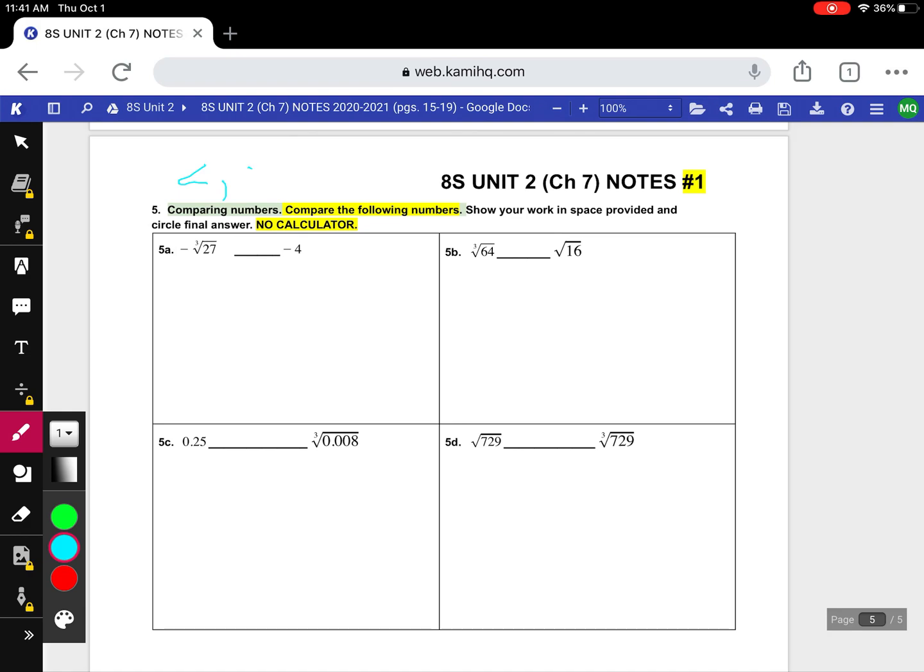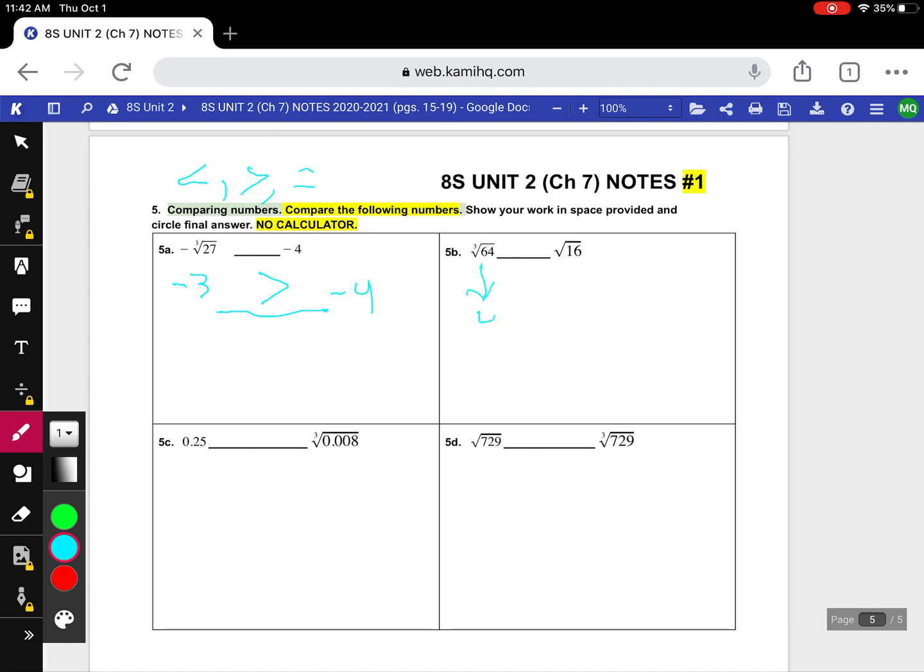Let's see. We have to compare using less than, greater than, or equal. Okay, we have the negative cube root of 27. So I'm going to bring down my negative sign. The cube root of 27 is 3. And we've got negative 4. Okay, I hope you recognize that negative 3 is not as negative as negative 4, so it's actually greater than. And let's do one more.